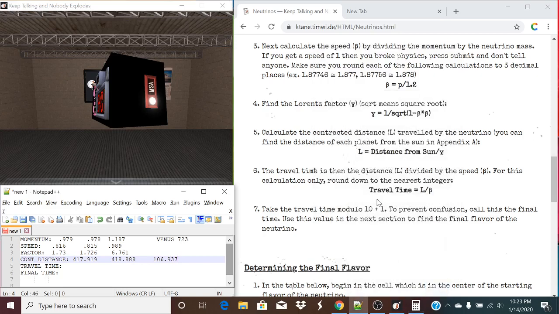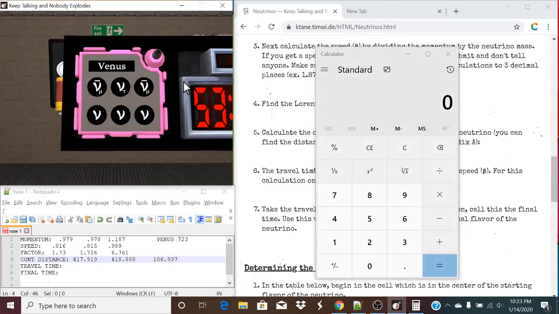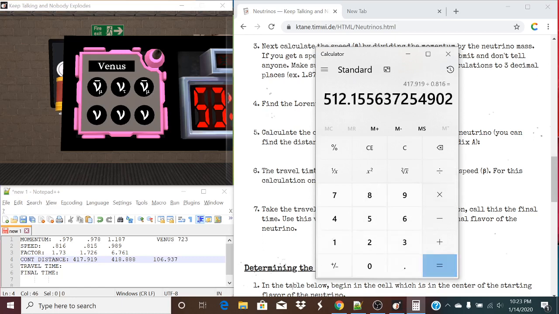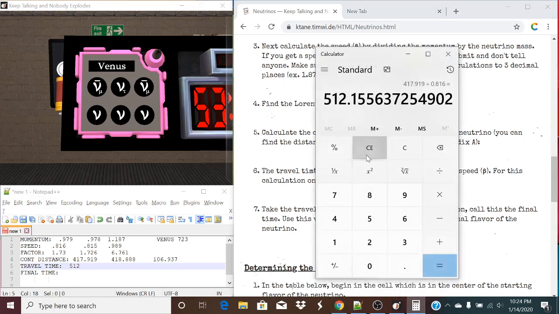And finally, to get our travel time, we are going to take our contracted distances and divide it by the speed. And pop it back on the module just to make sure. So 417.919 divided by 0.816. That gives us a 512. And remember, for our travel time, only round down to the nearest integer. Do not worry about the decimal points.